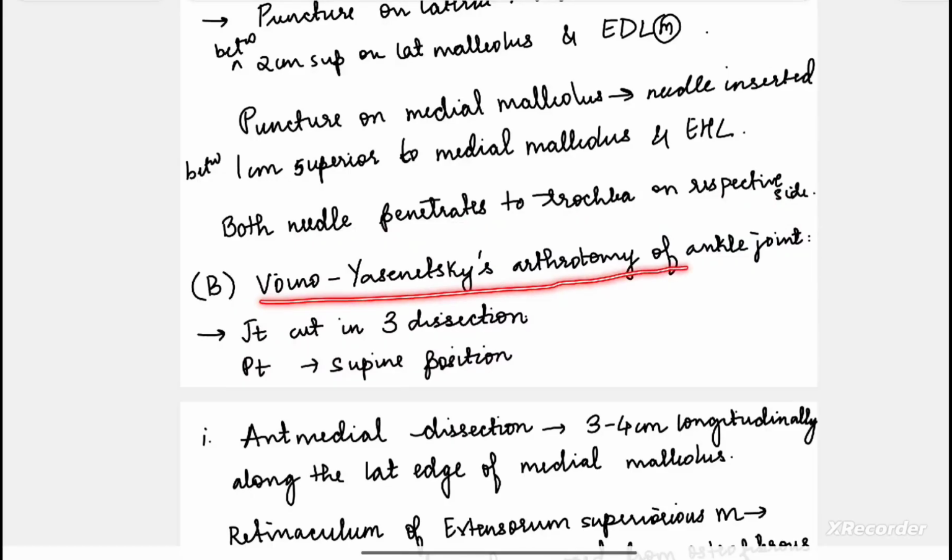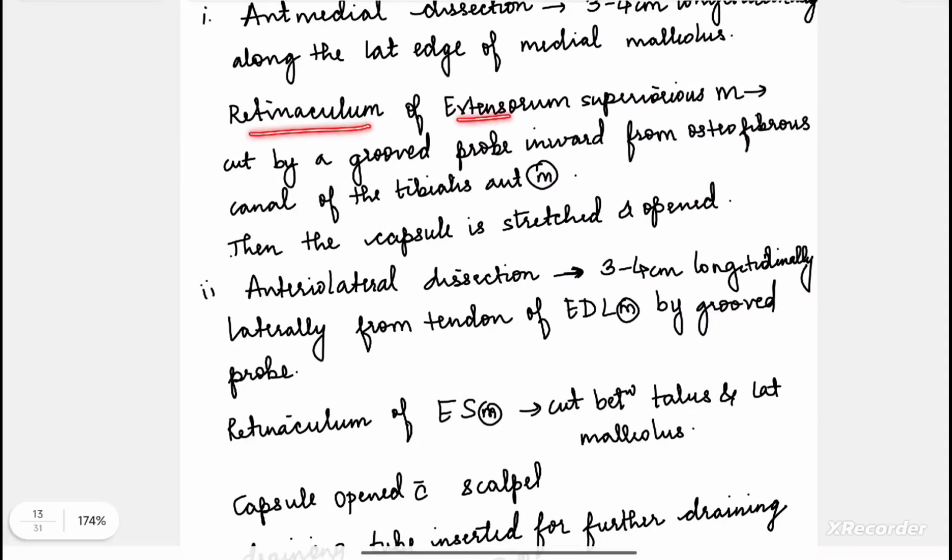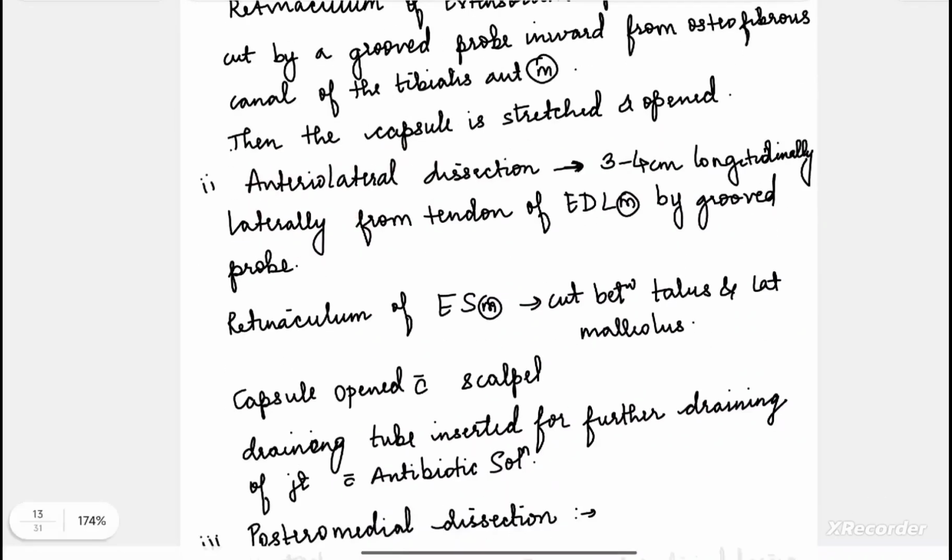Voino-Yasenetsky arthrotomy of ankle joint. Joint is cut in 3 dissections. Patient is in supine position. Anterior medial dissection 3 to 4 cm longitudinally along the lateral edge of medial malleolus. Retinaculum of extensor muscle superior is cut by a grooved probe inward from the osteofibrous canal of the tibialis anterior muscle. Then the capsule is stretched and opened.